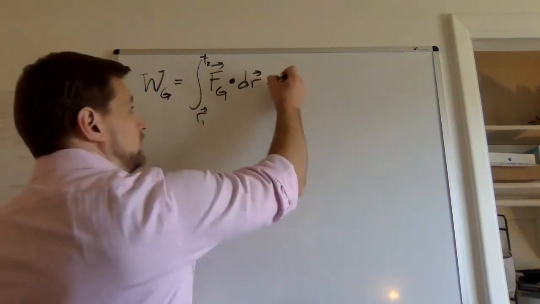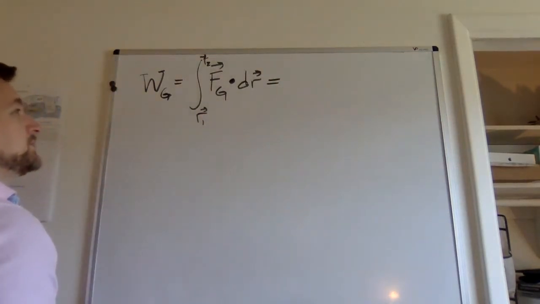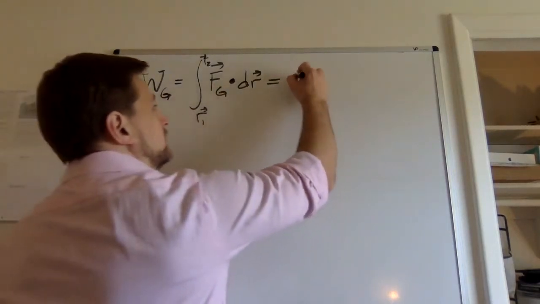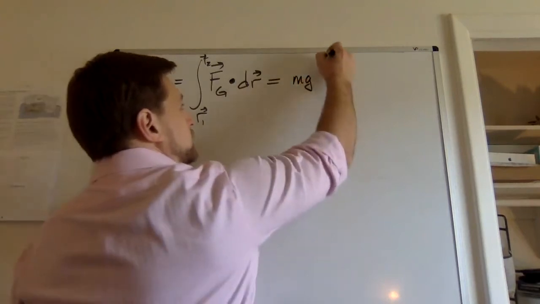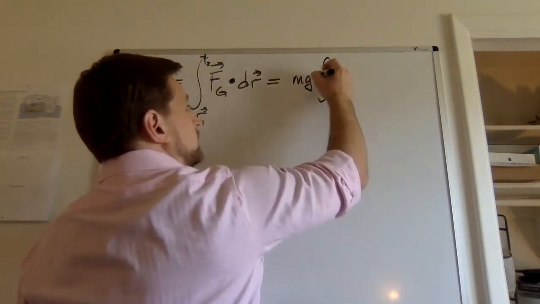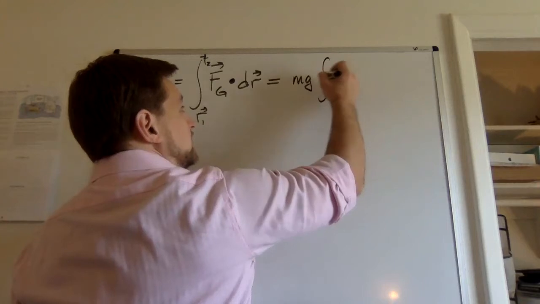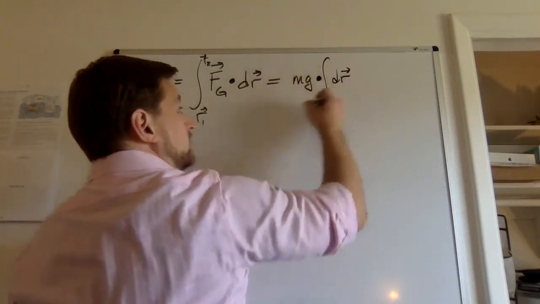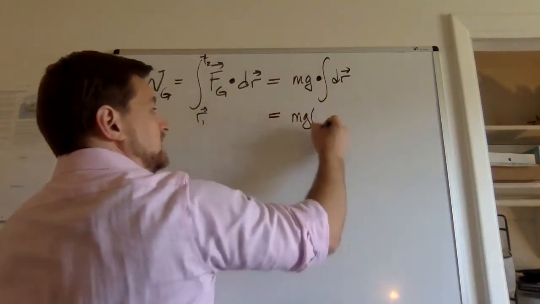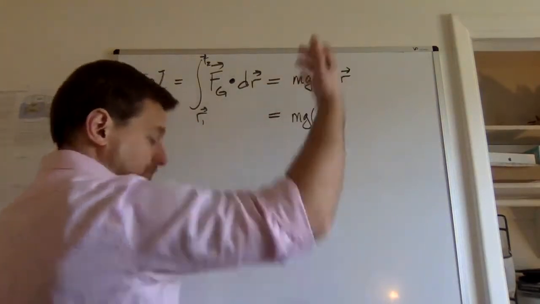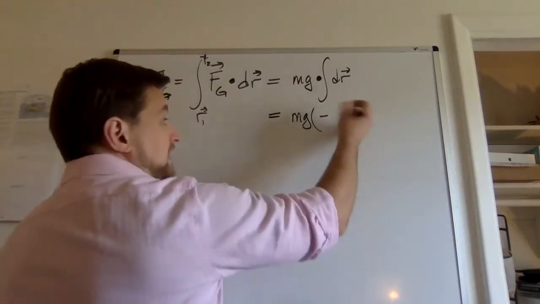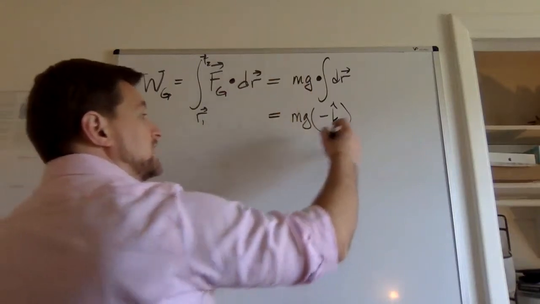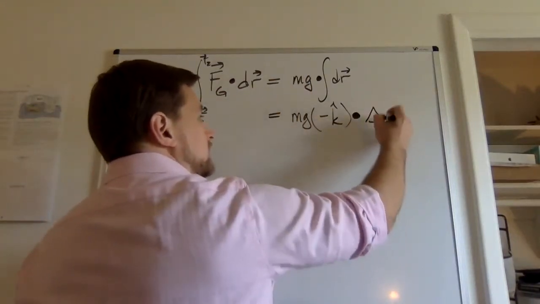And in our old, pre-Newton's law of gravitation scenario, mg was the force of gravity, and we were just dotting that with the integral of dr, or in other words, mg in the negative z direction, the elevation direction, dot with delta r, the displacement.